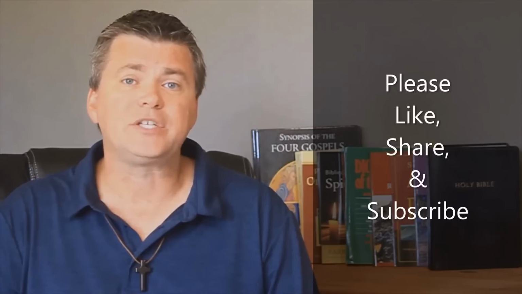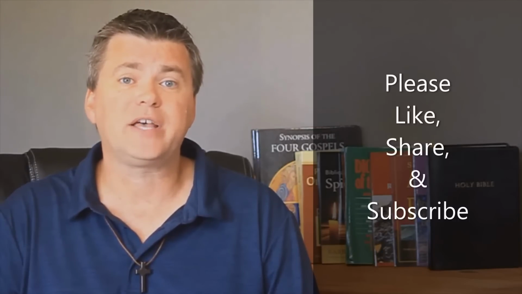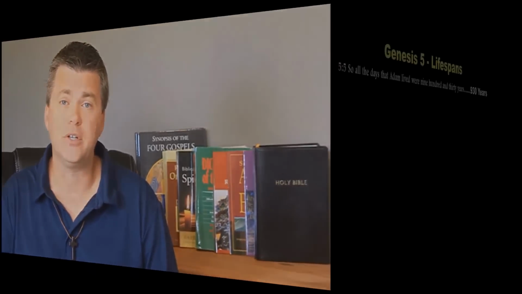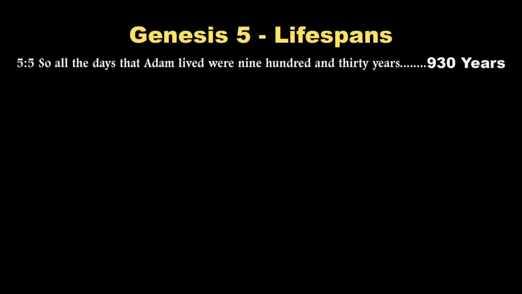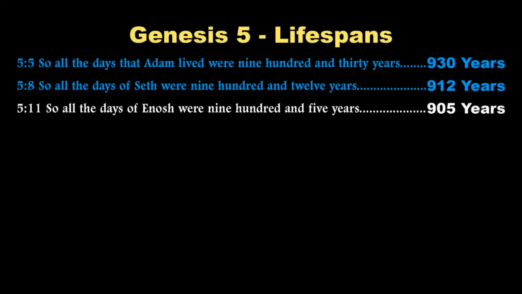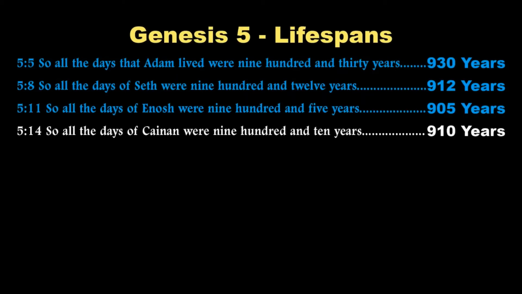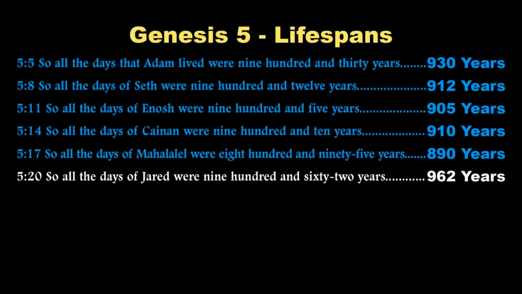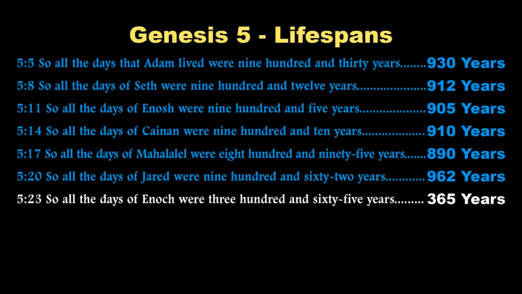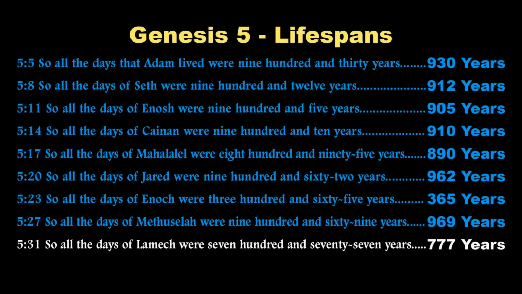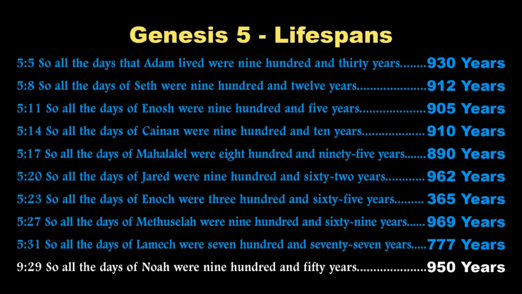We get this information from the genealogies in Genesis 5 and 11. We can show the lifespans of each generation. We start with Adam and move towards Noah. Adam lived 930 years. Seth lived 912 years. Enosh lived 905. Canaan 910. Mahalalel 890. Jared 962 years. Enoch only 365 years. Methuselah lived 969 years. Lamech 777 years. And we get Noah's age from chapter 9.